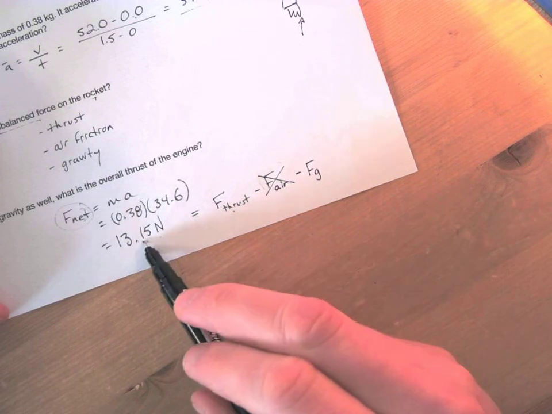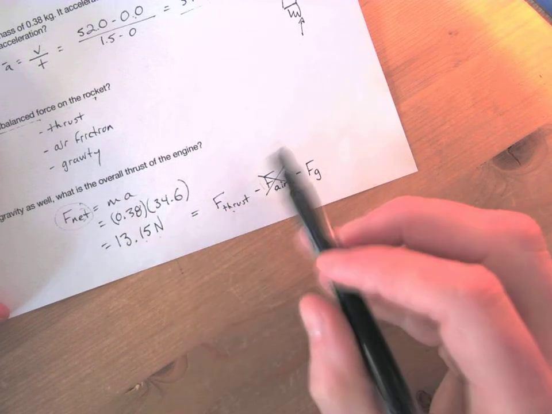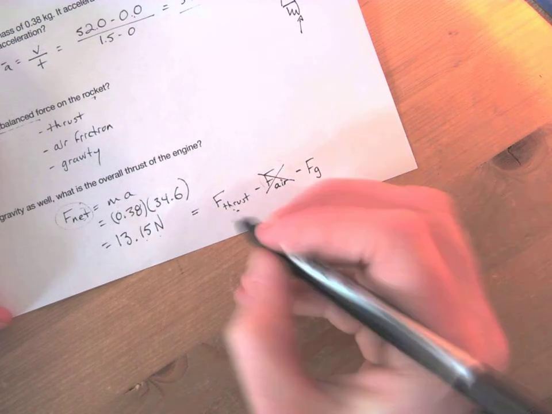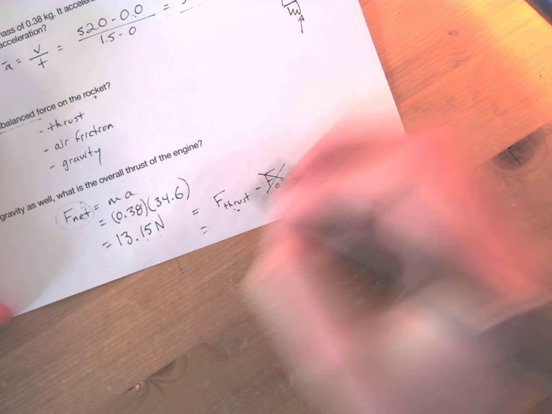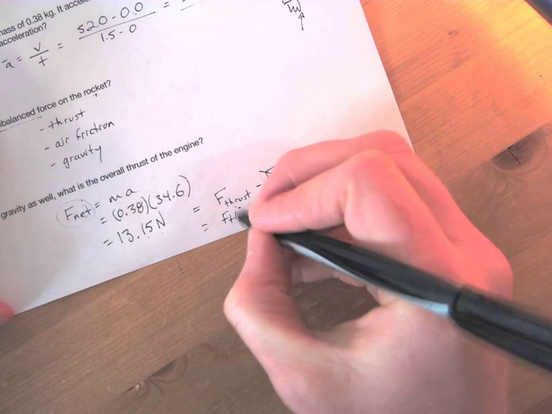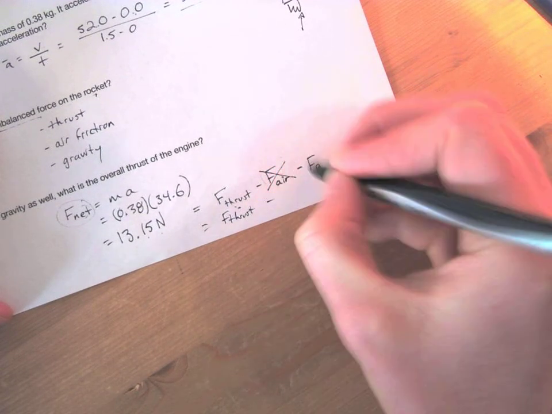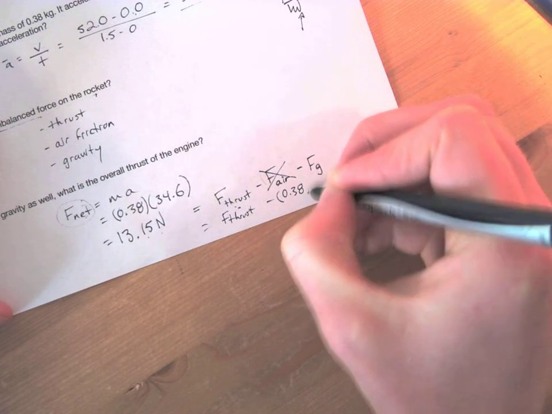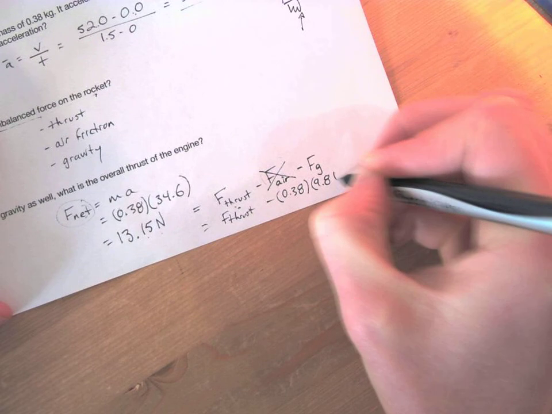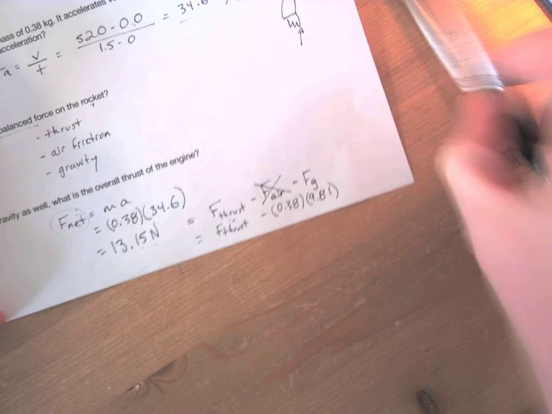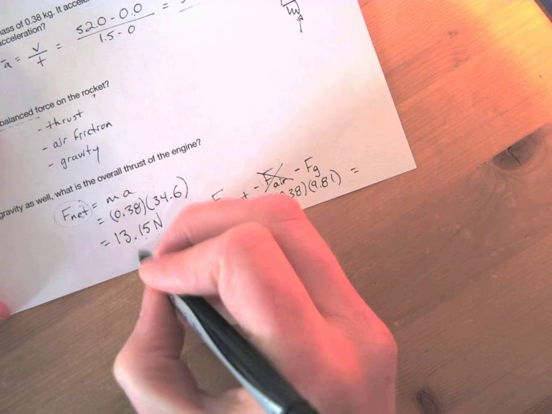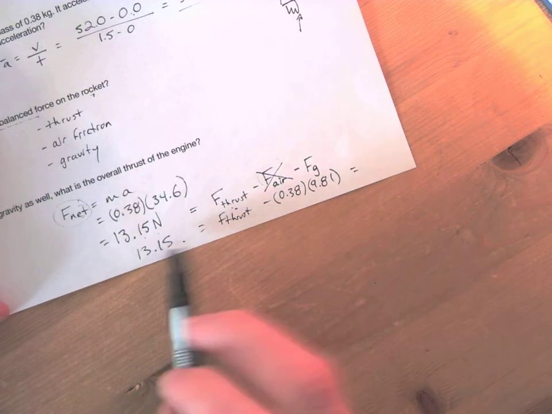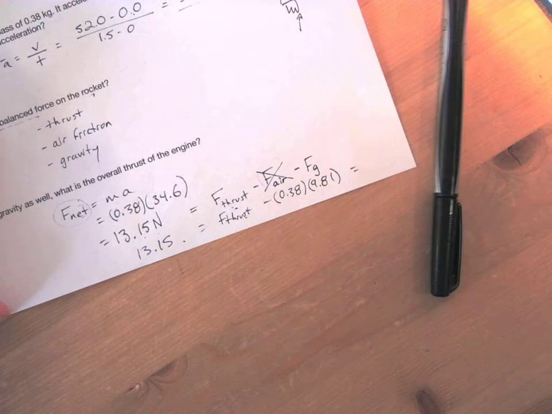We already know what the net is. It's going to be 13.15. We just have to find out what the overall thrust is going to be. So our F thrust minus our Fg, which is mass times acceleration, 0.38 times 9.81, equals 13.15. You end up adding this to that side, and you'll get your F thrust. Okay, thanks.